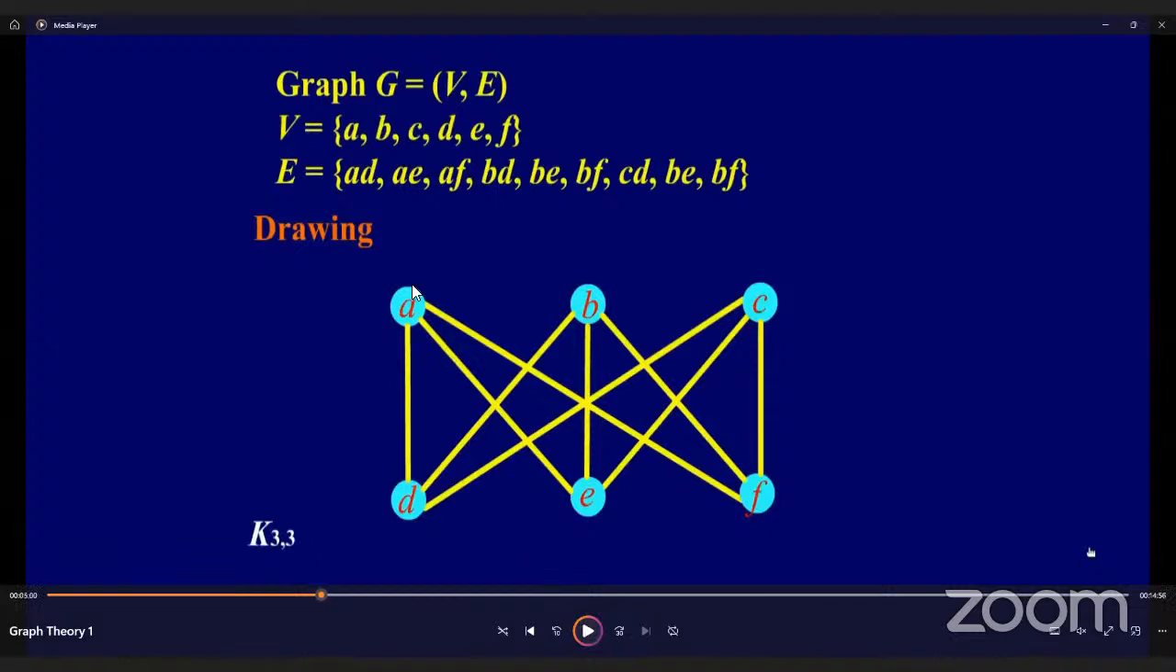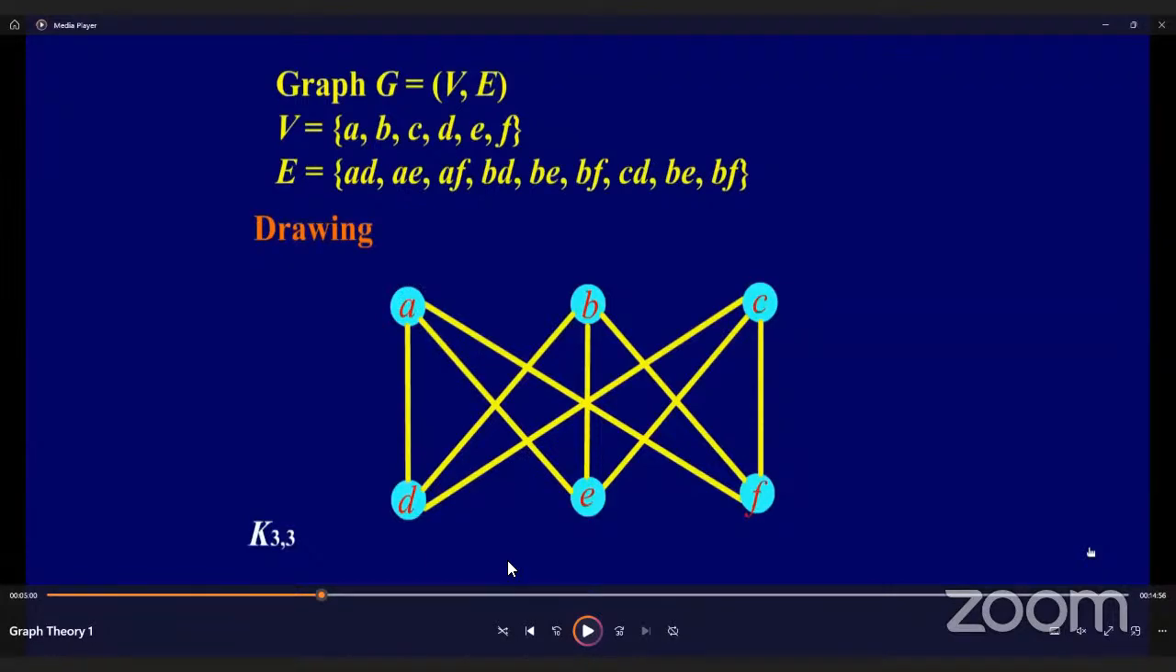Now again, for example, this one is a vertex, and they are all called vertices. And this is an edge. So AD means the edge going from A to D. So that is this one to there, so that is this edge. And this one is A to E, so that is this edge.